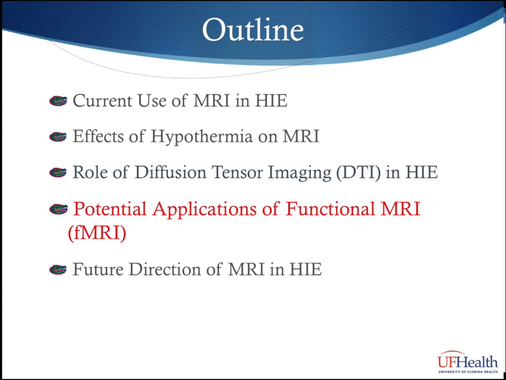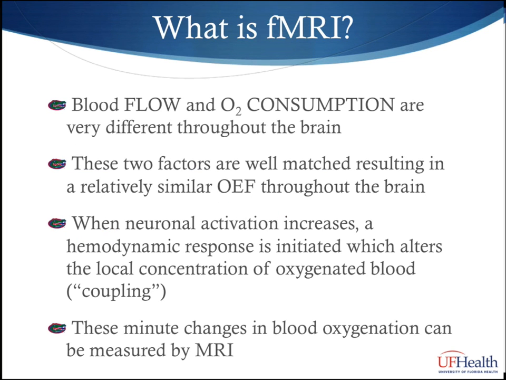So now I want to spend a fair amount of time on the potential applications of functional MRI in the neonate. First, I would like to briefly go through what exactly functional MRI is and how it is potentially applicable in neonates. Blood flow and oxygen consumption are very different throughout the brain. Just evaluating cortex to white matter, there is nearly 4 times as much energy expenditure and flow within the cortex. Further differences are seen just within the gray matter of different anatomic regions. As it turns out, these factors are well matched, which results in a relatively similar oxygen extraction fraction throughout the brain in the normal state.